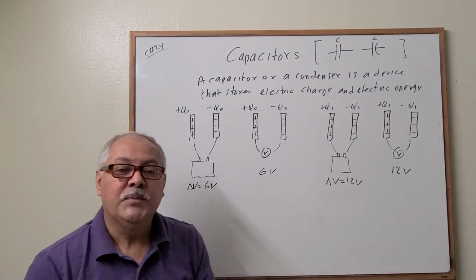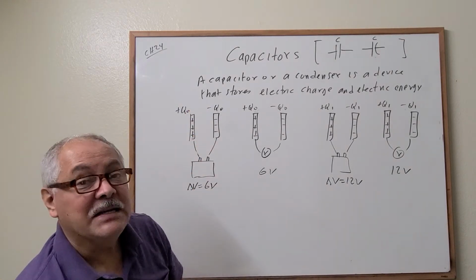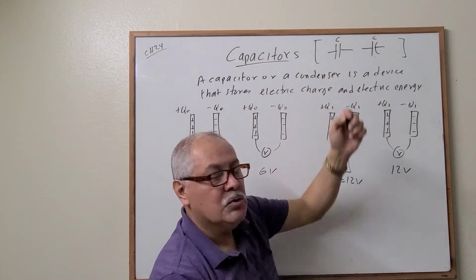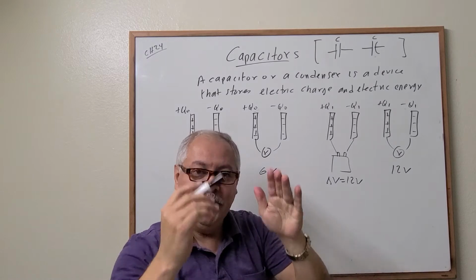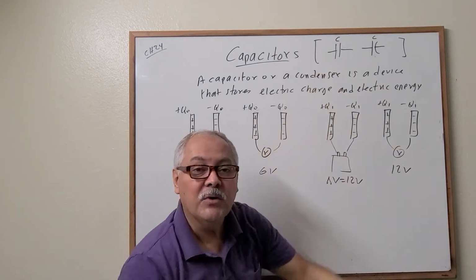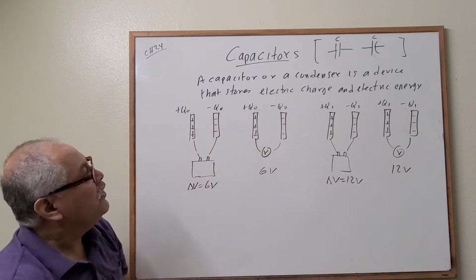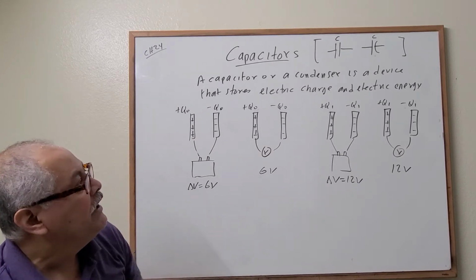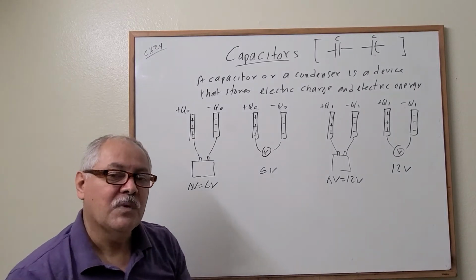Okay, let's go for chapter 24, which is capacitors. This is the symbol for capacitors. We use two parallel plates to represent the capacitor. Now, a capacitor or a condenser is a device that stores electric charge and electric energy.